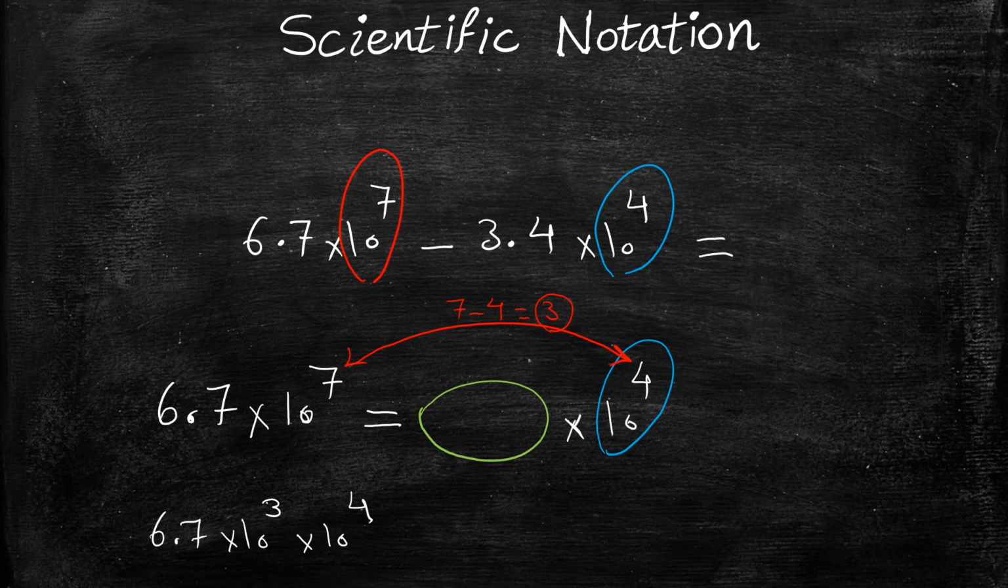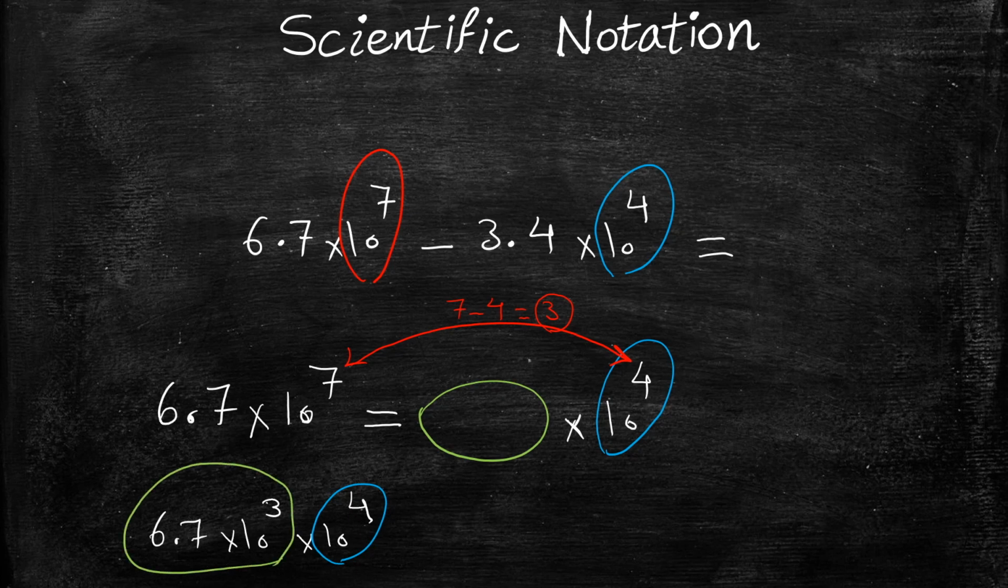This is the 10 to the power of 4 that I want, and I took 3 out of 10 to the power of 7. Remember, when the bases are the same, we know that 10 to the power of 3 times 10 to the power of 4 is the same as saying 10 to the power of 7. The bases are the same, we add up the exponents. 3 plus 4 equals 7. Just to review. Now I can put 10 to the power of 3 into 6.7.